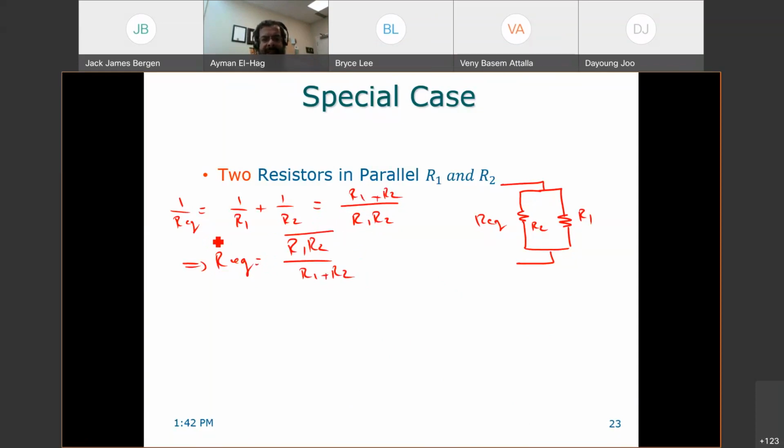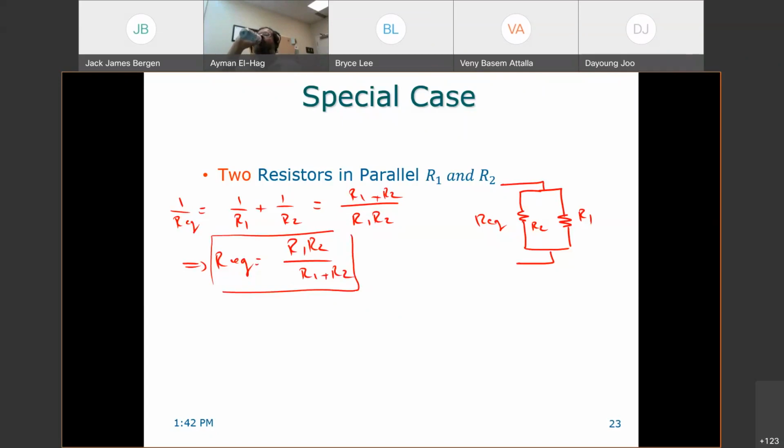So you can see here the equivalent resistance is equal to the multiplication of the two resistors in parallel divided by their summation. Whenever you see two resistors in parallel, you multiply them and then you divide them by their summation. You will get the R equivalent. If you have more than two, then you have to say 1 over R equivalent is equal to 1 over R1 plus 1 over R2 plus 1 over R3, etc.